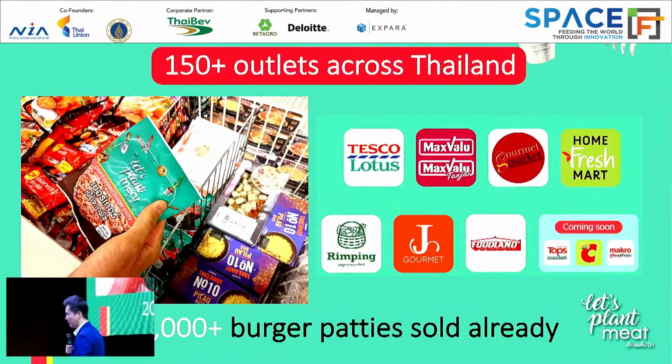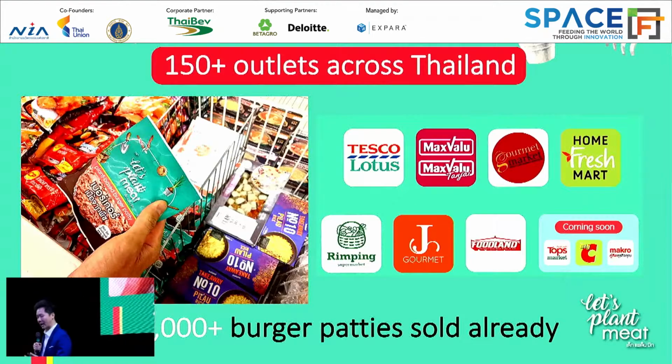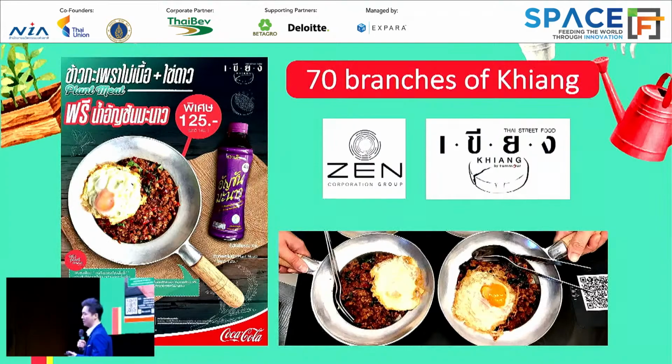So we're starting to list our product in 150 outlets across Thailand in all major retailers. We have already sold 20,000 burger patties in the past 4 months. We're partnering with Kiang, the street food style restaurant, which offers in all 70 branches our kaprao unmeat, or plant-based meat kaprao.